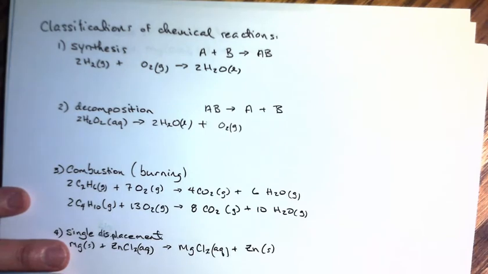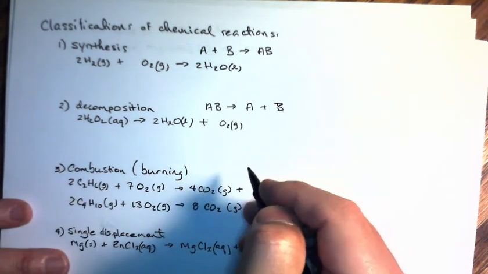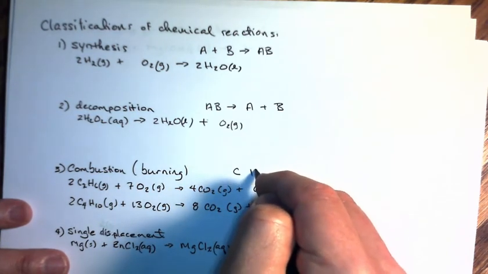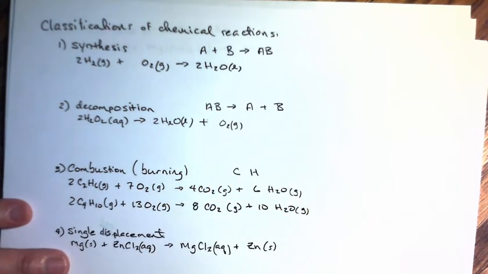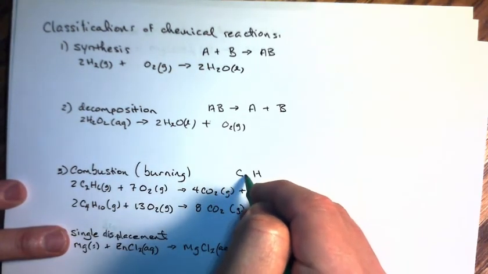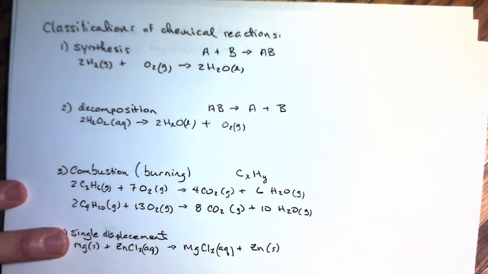Now, combustion, for us anyway, is always going to be a hydrocarbon reacting with oxygen. So a hydrocarbon is made of carbons and hydrogens. What we don't know are the number of carbons and the number of hydrogens, okay? So I'm going to write subscripts of X and Y, okay?